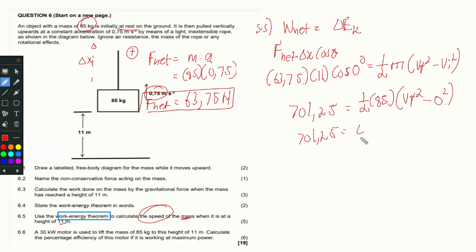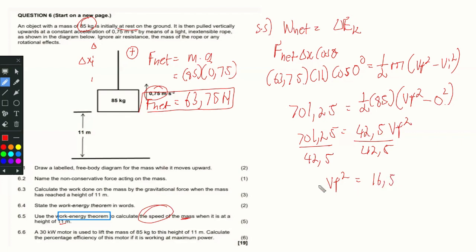So we have 701.25 equals half of 85, which is 42.5, times Vf squared. Divide both sides by 42.5. We are going to have Vf squared is 701.25 divided by 42.5, and that's 16.5.